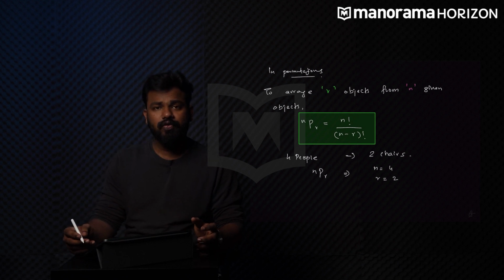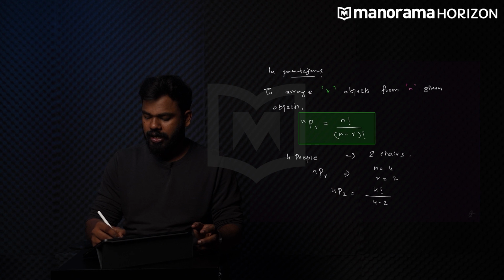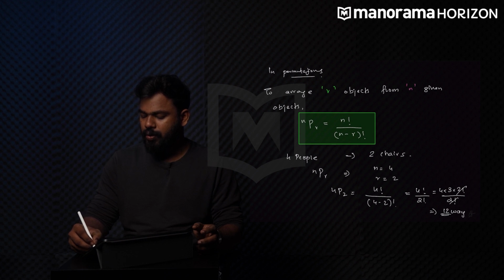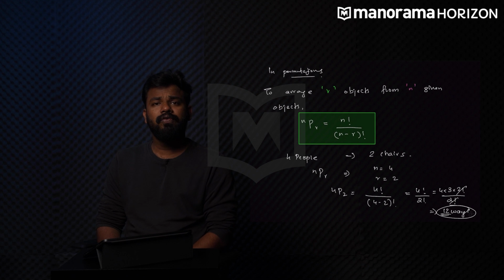So n is equal to 4 and r is equal to 2, and you can do that using the formula 4P2, which is nothing but 4 factorial by 4 minus 2 the whole factorial, which is 4 factorial by 2 factorial. That is 4 into 3 into 2 factorial by 2 factorial, and the 2 factorials get cancelled. 4 into 3, 12. So you can do that in 12 different ways. Clear? So this is the basics of permutations.